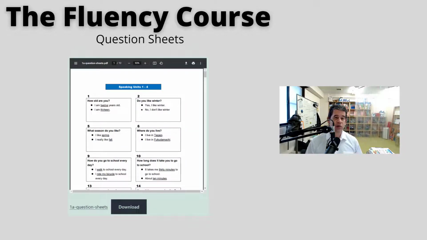So first, the question sheets. So the first 20 minutes of the class, we'll be working with the question sheets. So we use the same questions for one calendar month. So for 4 units. So week 1, we'll introduce the questions, we will check the meaning of the questions, and we will do read and repeat with the questions.